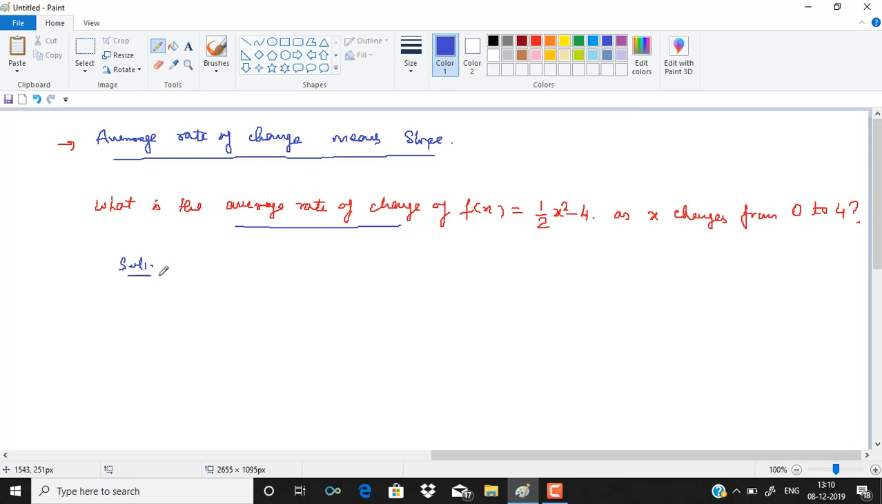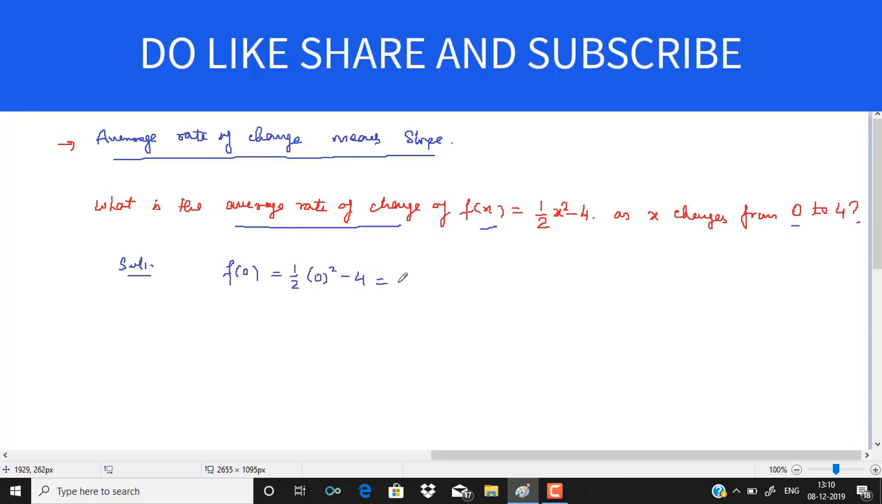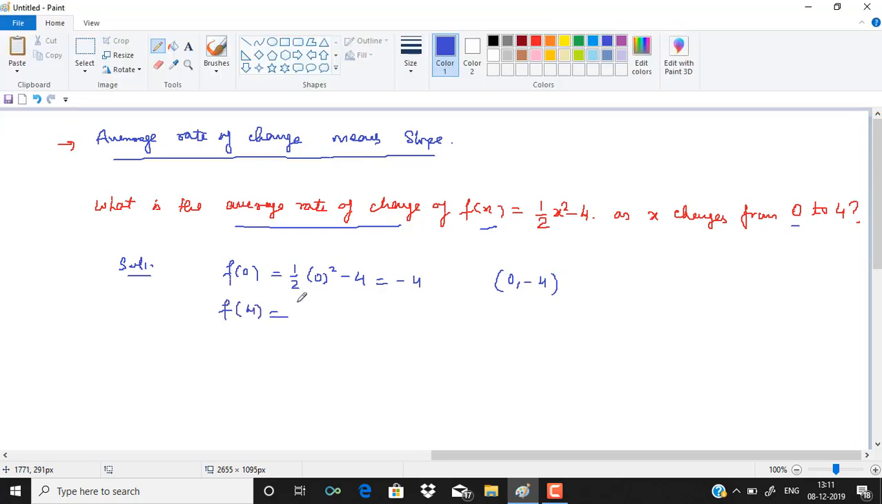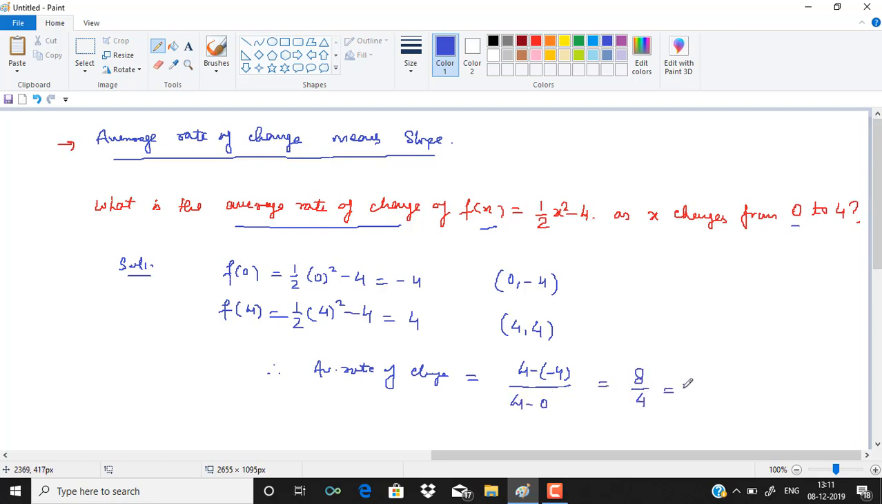So the solution for this is, first of all, we will see what's the value of y when x is equal to 0. Means we need to find f0. So f0 here is half of 0 square minus 4. It means minus 4. So the point is 0, minus 4. And second is when x is equal to 4. What is y? So we find f4. So it is 16 over 2, that is 8 minus 4, which is 4. So the point is 4, 4. Therefore, average rate of change is equal to 4 minus minus 4, that is y2 minus y1 over x2 minus x1, so it is 8 upon 4, which is 2.